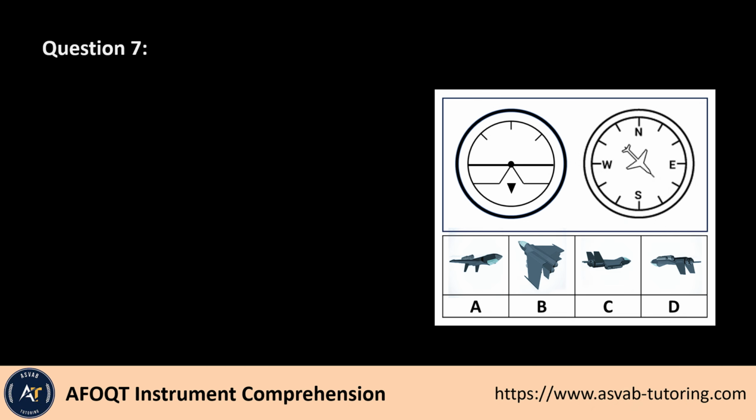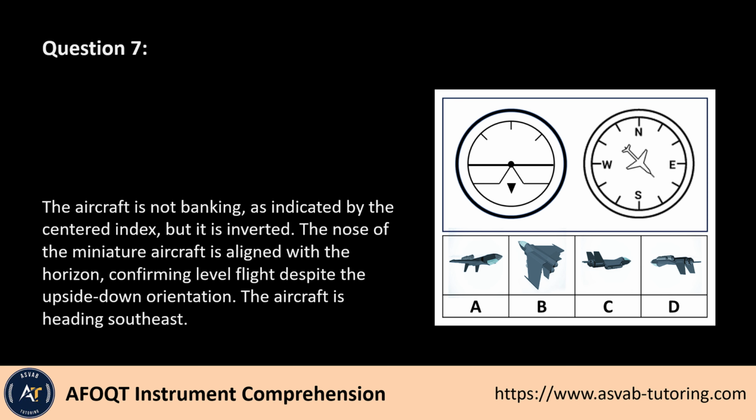Question 7. The aircraft is not banking, as indicated by the centered index, but it is inverted. The nose of the miniature aircraft is aligned with the horizon, confirming level flight despite the upside-down orientation. The aircraft is heading southeast. The correct answer is A.